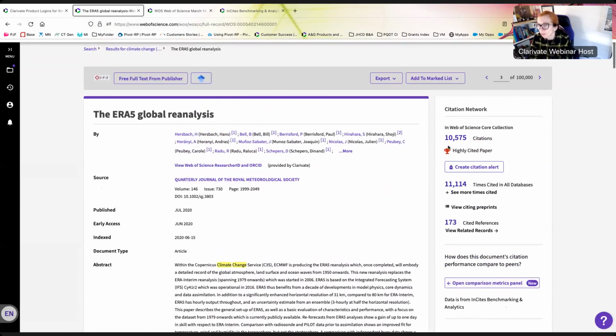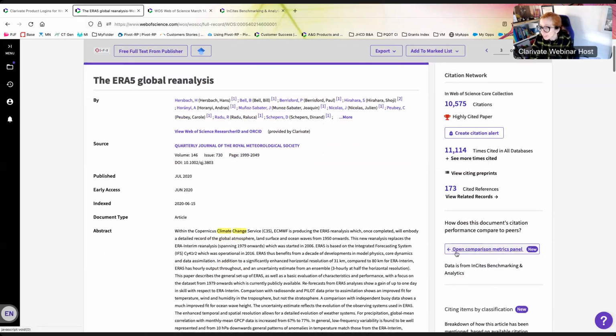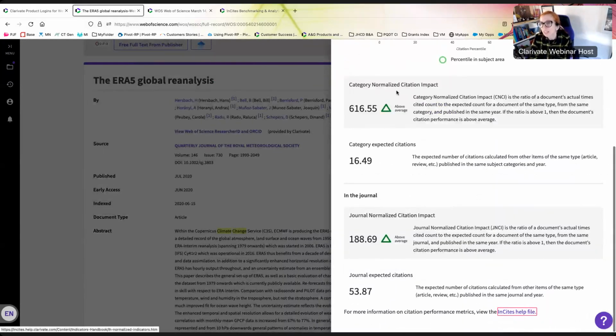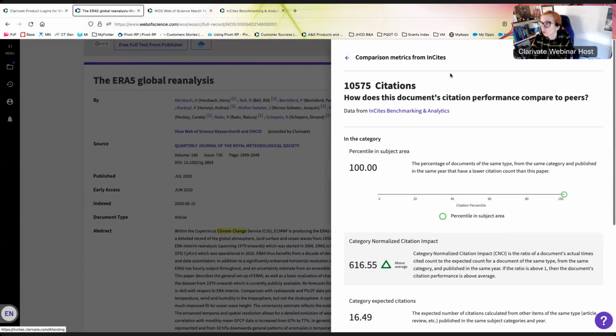And so the question, we know that this is a highly cited paper because it has an icon here that comes from the Journal Citation Reports. You'll be able to see it if you have the JCR. This indicates that it's highly cited, placing it by number of citations in the top 1% of its field. However, this is where the new functionality has been added, this comparison metric panel, which answers directly the question, how does this document's citation performance compare to its peers, so to similar papers? And when we opened it, these were the numbers that I was showing you.